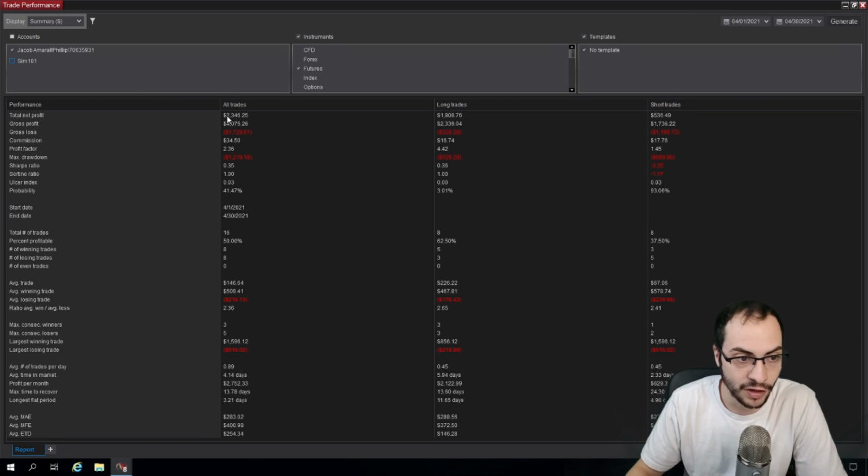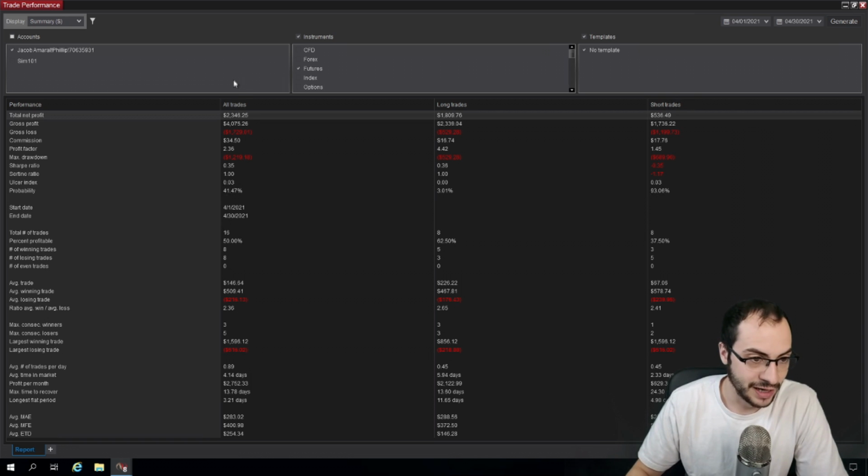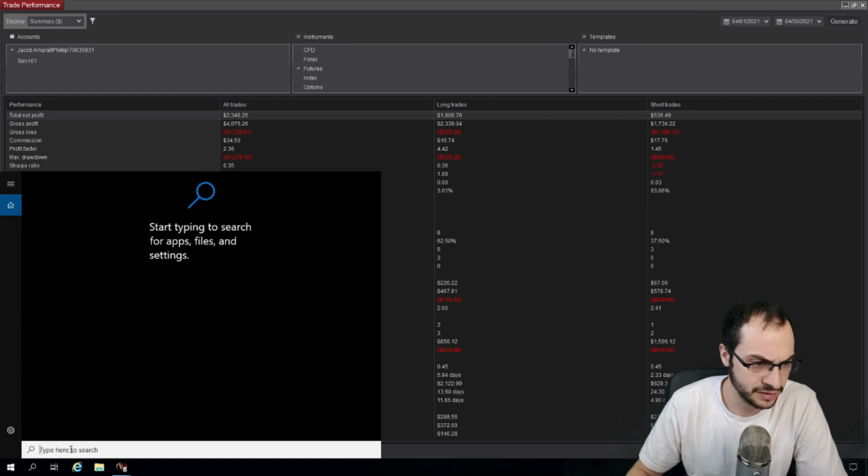So overall, I made $2,346.25 in US dollars in net profit. This is after commissions. So that's how much I made, just over $2,000, which is pretty great. In terms of percentage, my account size is in the 40K range. So I guess that would be, if my math is correct, definitely less than 10%. I don't know, 5%.